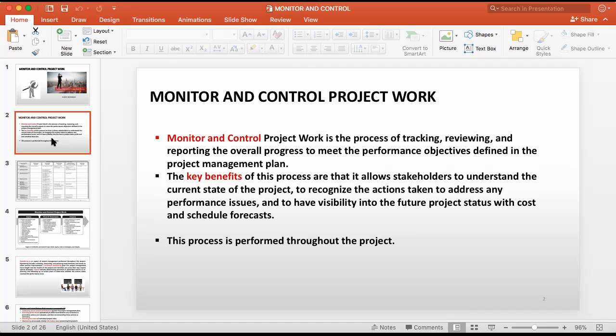What is the key benefit of this process? That is to allow the stakeholders to understand the current state of the project, and to recognize the action taken to address any performance issue. That means finally your project manager is going to report your final outcome to your stakeholders.